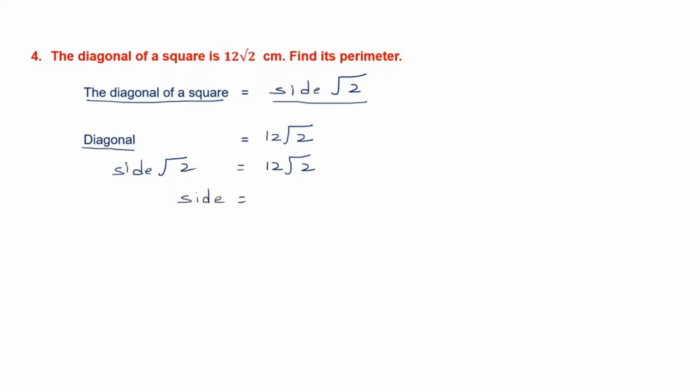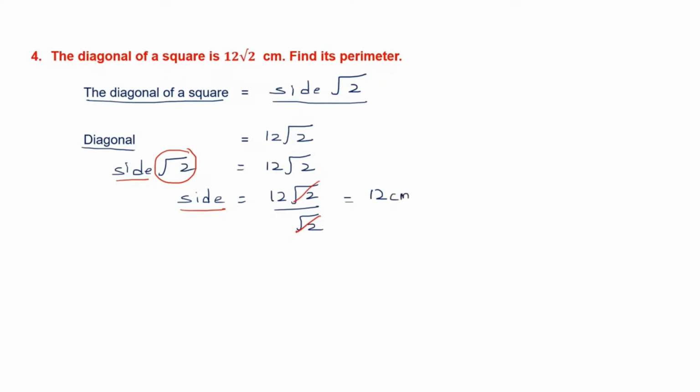Side will be 12 root 2 by root 2, because we have transposed this root 2 to the right hand side, since we want to find the value of the side. Now we can cancel this root 2 and root 2. So what do we have left? We have only 12 centimeters left. So now we have found the value of the side.